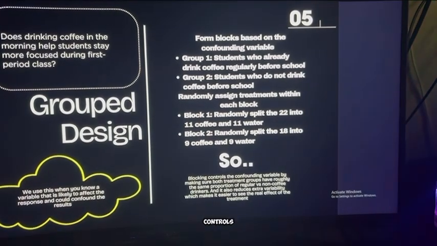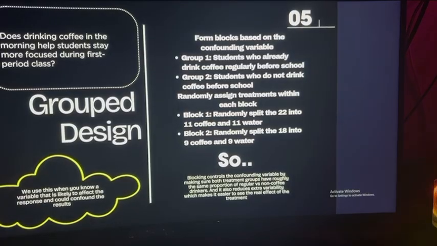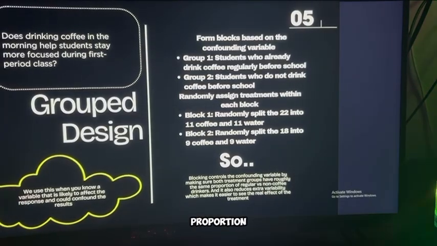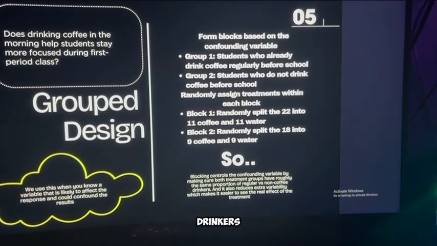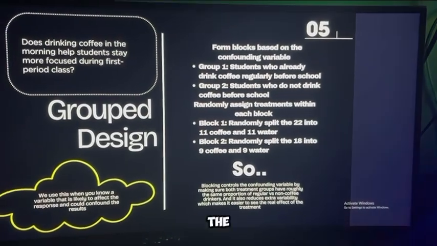So, blocking controls the confounding variable by making sure that both treatment groups have roughly the same proportion of regular versus non-coffee drinkers. And it also reduces extra variability, which makes it easier to see the real effect of the treatment.